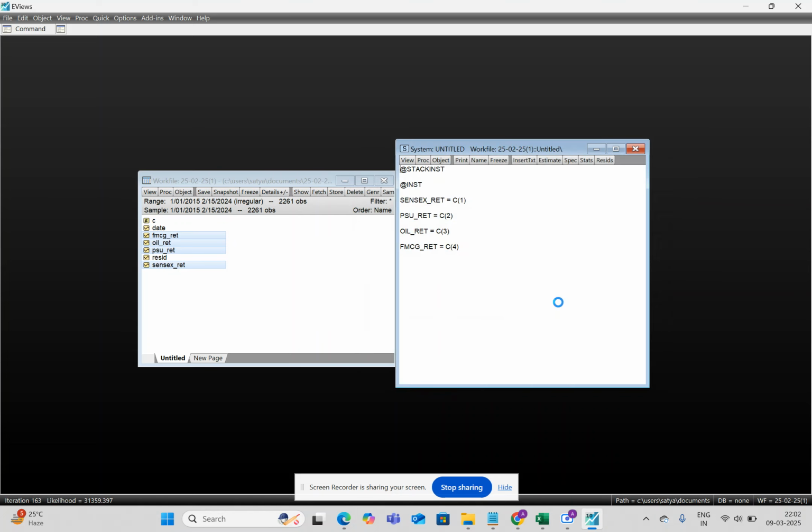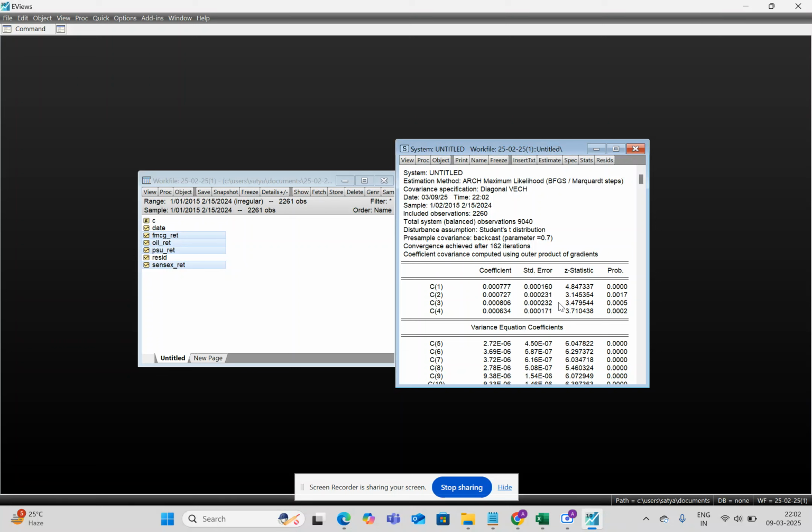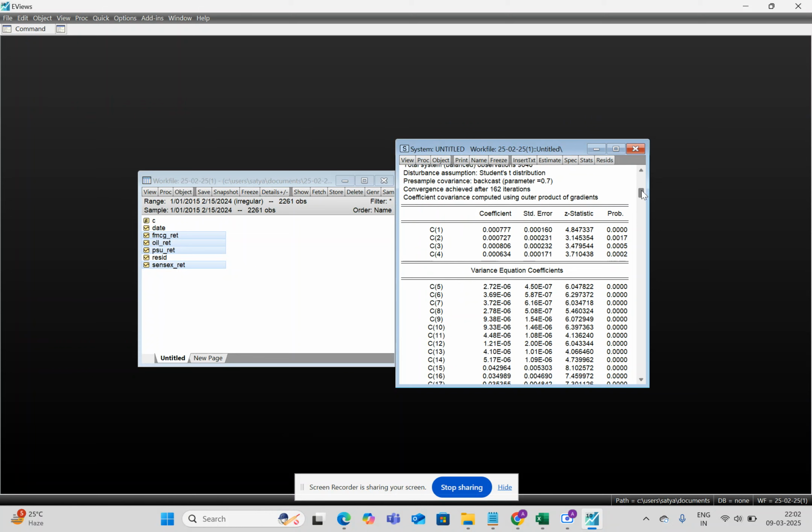You have to give it time. Yeah, you have the results. So as we remember, C1 is Sensex return, C2 is PSU return, C3 is oil return, and C4 is FMCG return. So if in your analysis, when you are doing it on eViews, the C1, C2, C3, C4 specifications are different, do not get worried. The specifications that are shown initially, just note it down.